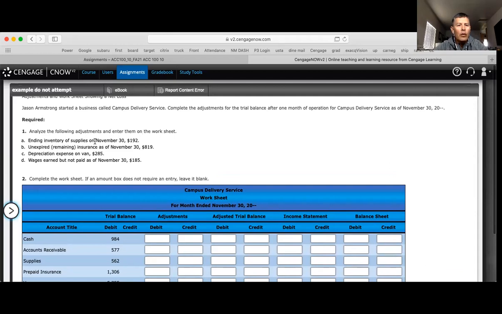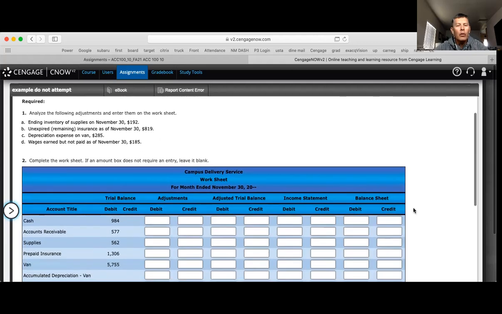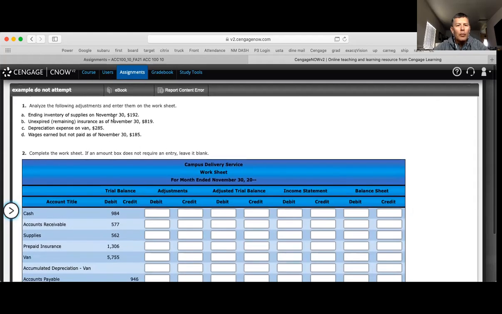So the ending inventory of supplies on November 30 is 192. Unexpired insurance as of November 30 is 819. And depreciation expense on van is 285. And then wages earned but not paid as of November 30 is 185. So these are what's done at the end of the month. Okay, so keep in mind this November 30, 192.